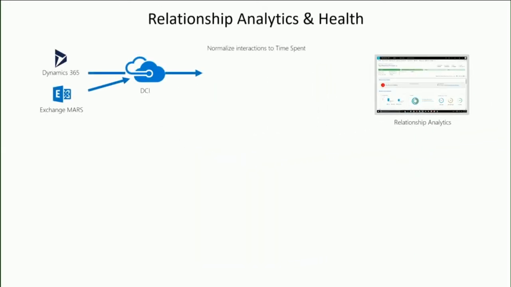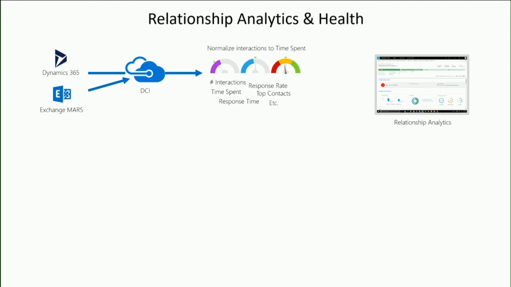The third one from a deep dive perspective is the relationship analytics or the health. And often people say that, oh, I don't understand, this is a black box, what are you trying to do over here? It's all done through quantum computer, by the way. So what we do is, essentially we bring the data from Dynamics 365 and Exchange Mars. Just kidding, of course. So Dynamics 365 and Exchange Mars, we bring that into a service that we have called DCI, which is going to be completely transparent to your administrators and users in future.